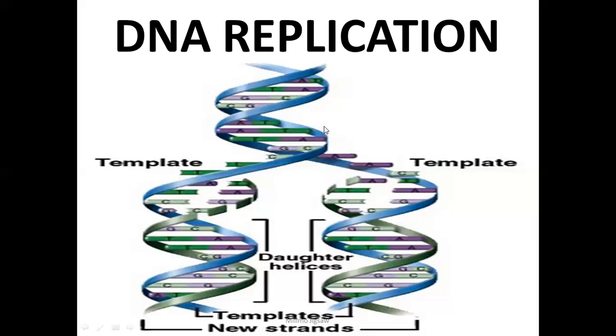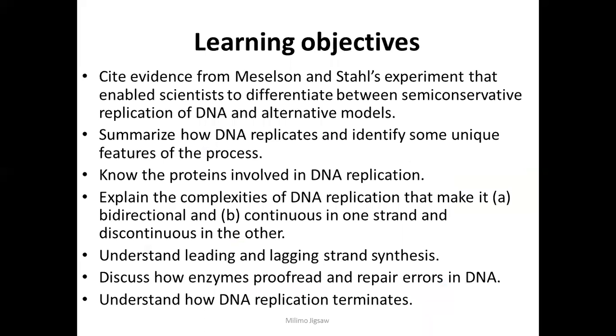did. So there was a scientist named Meselson, and another one was the scientist Stahl. They did an experiment that enabled scientists to differentiate between conservative DNA replication and other alternative models of DNA replication. So during the study of DNA replication, the scientists needed to prove which model, which hypothesis, DNA replication follows. Is it semi-conservative or is it another alternative model?